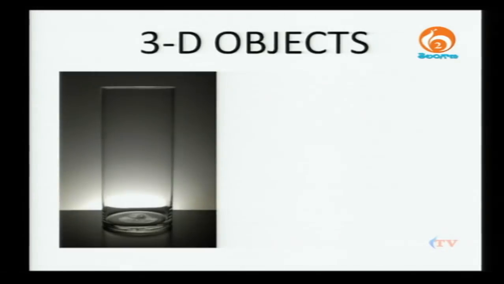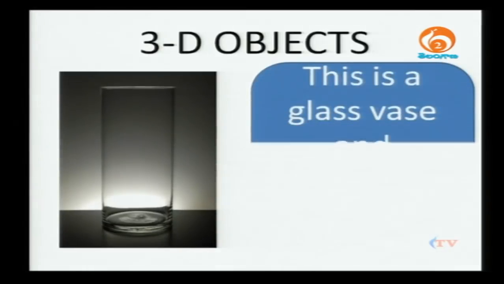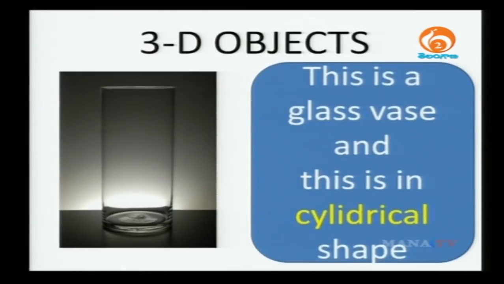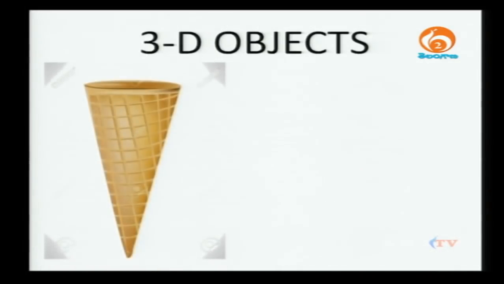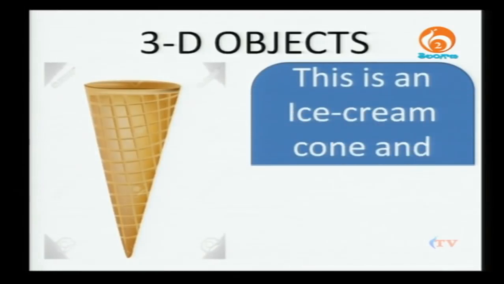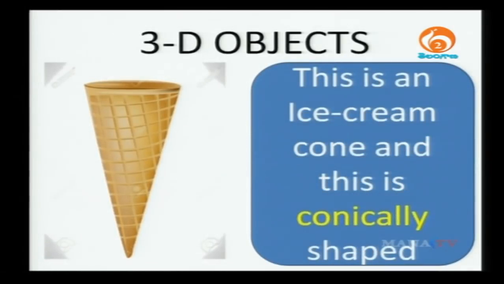Another example, I think you might have seen many times when you are drinking the water. This is a glass vase for drinking water. This is in cylindrical shape. Another example, oh, I think you like it. Is this not ice cream cone? You might have seen many times. This is an ice cream cone and this is conically shaped.